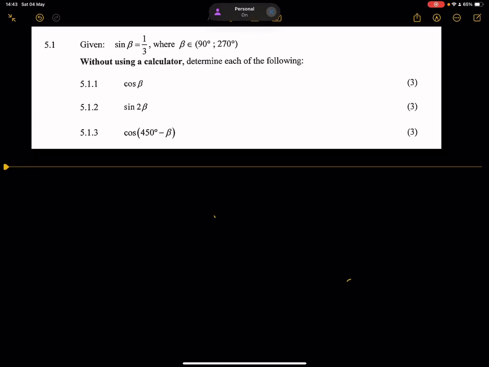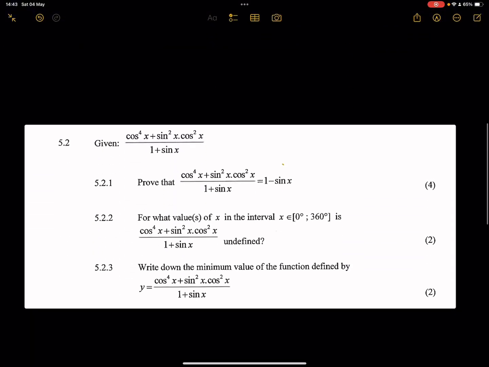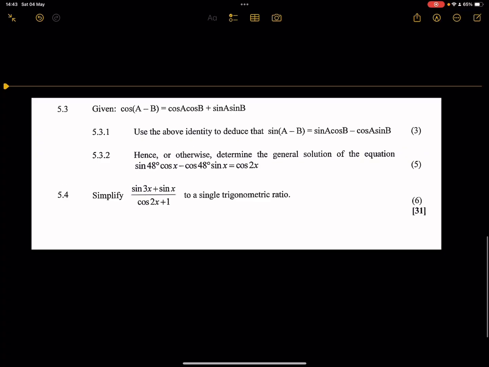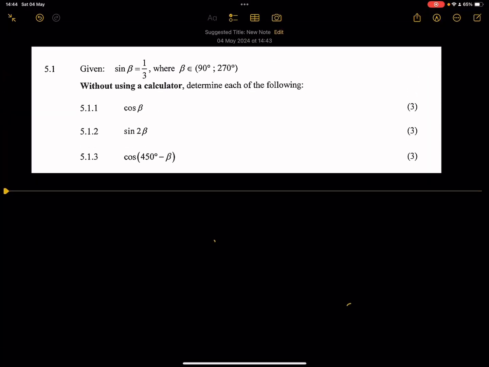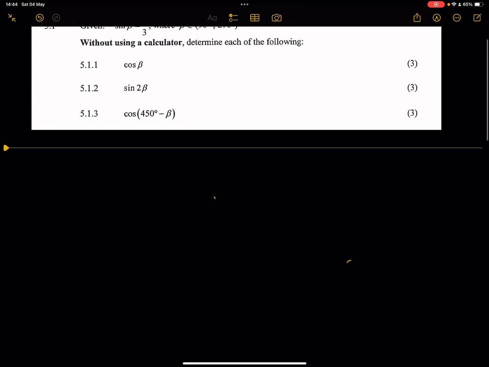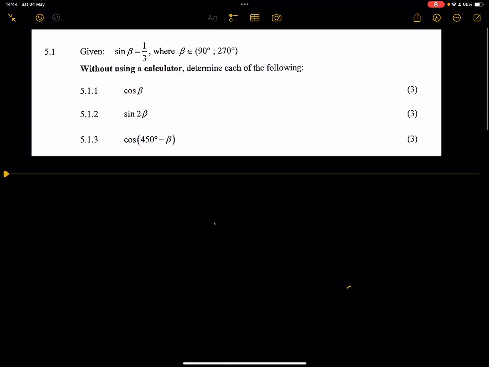All right, let's move on to the next one. And now we move on to question 5. So I've just tried to separate it into different sections so that it's easier for us to understand. So let's start with 5.1. They give us there that the sine of beta is 1 over 3, right? And they say where beta is 90 to 270.